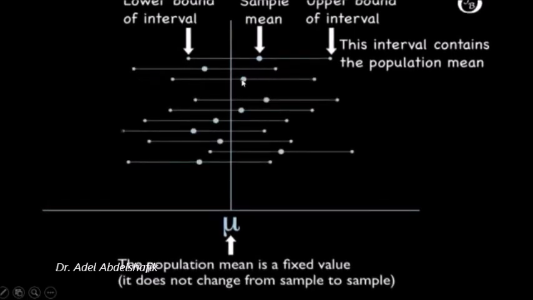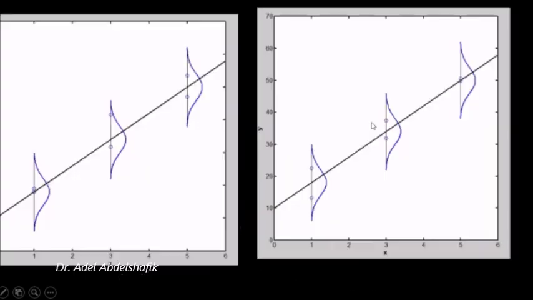Suppose we get another sample, and this is the 95% interval. This is the mean of the new sample, and the population mean is located inside this 95%. And the same if we repeat the sample so many times. So a statistician can calculate this.